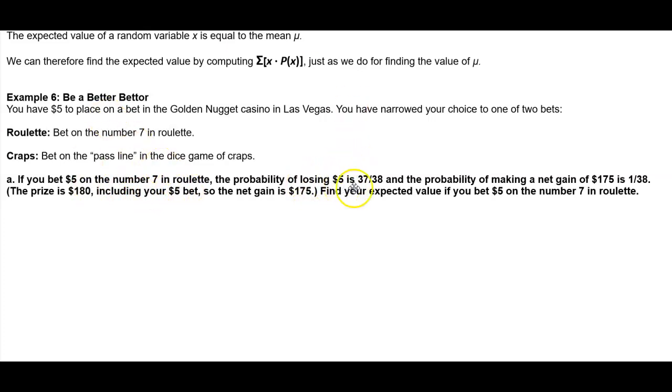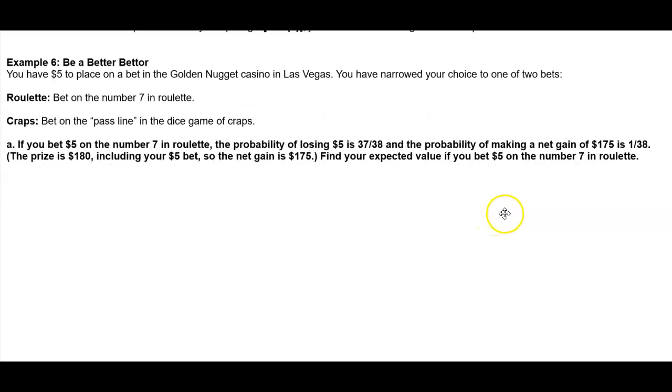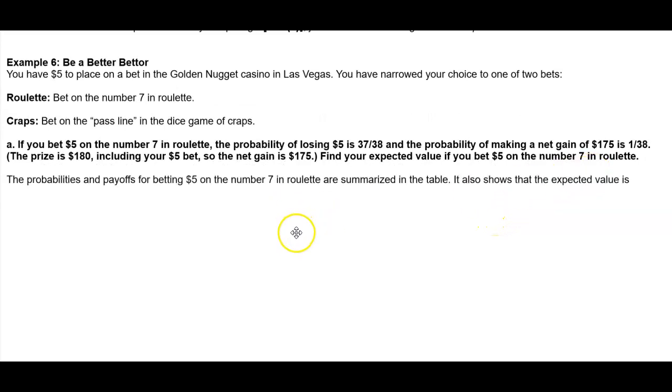losing $5 is 37 divided by 38, and the probability of making a net gain of $175 is 1 out of 38. Now, the prize is $180, including your $5 bet, so the net gain is $175. Find your expected value if you bet $5 on the number 7 in roulette. Now, the probabilities and payoffs for betting $5 on the number 7 in roulette are summarized in the table.